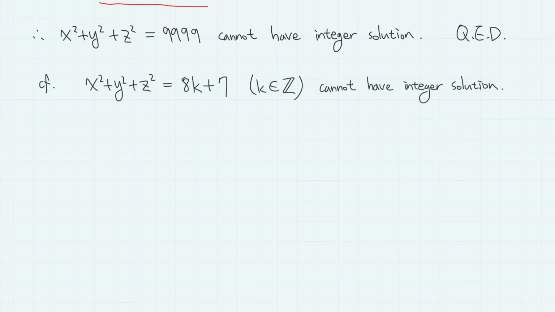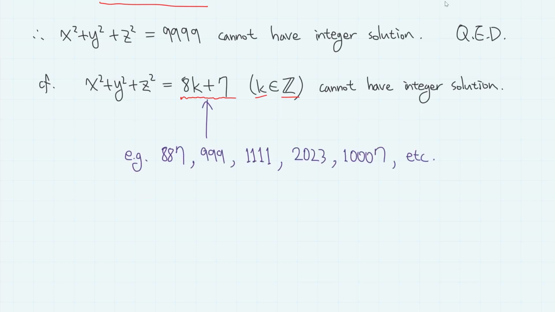The thing is, the right-hand side can be any number in the form of 8k plus 7, where k is an integer. For example, it can be 887, 999, 1111, 2023, 10,007, etc.